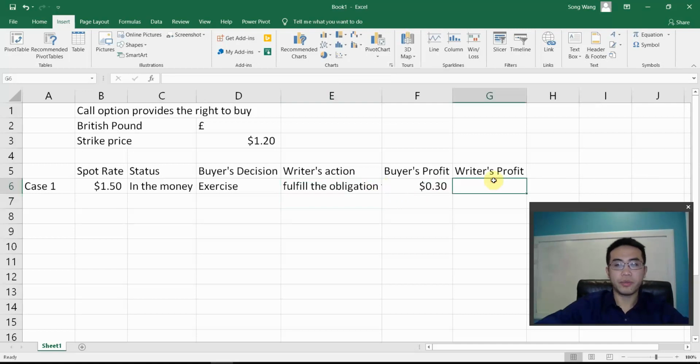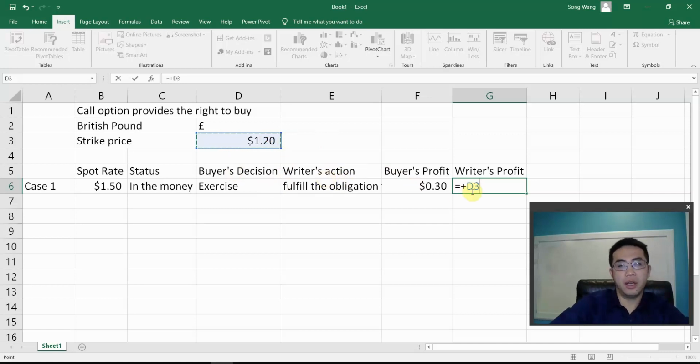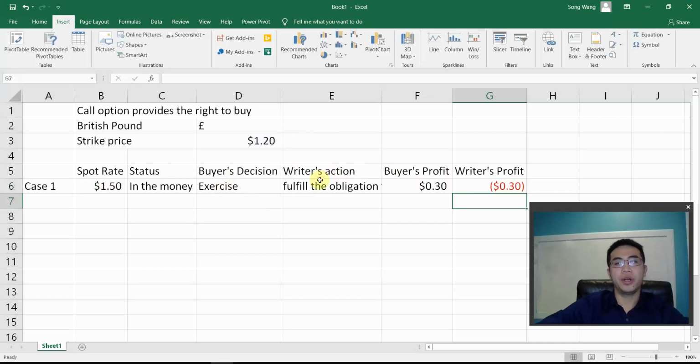So the writer's profit would be, when you sell, they would receive $1.2. The writer will sell to the buyer at $1.2, or the buyer buys from the writer at $1.2. And then the writer also needs to clear his or her position by buying from the spot market at $1.5. So the writer would incur a loss. Okay, the overall profit would add up to 0.